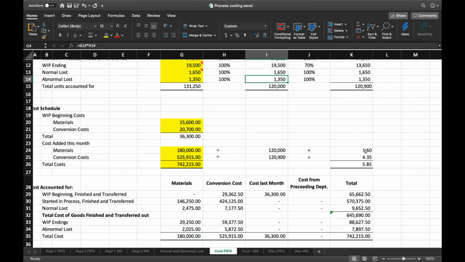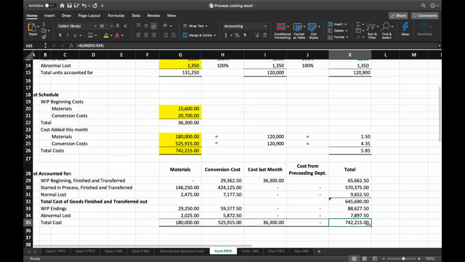For the abnormal loss, 1,350 times 150 equals 2,025 for materials. For conversion cost, 1,350 times 4.35 equals 5,872.50. Total of the two, 7,897.50. So if you total all of the cost, dapat parehas tayo dun sa total cost to be accounted for na 742,215. Okay?